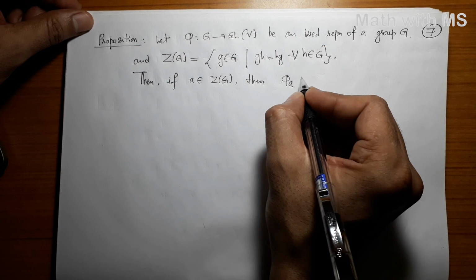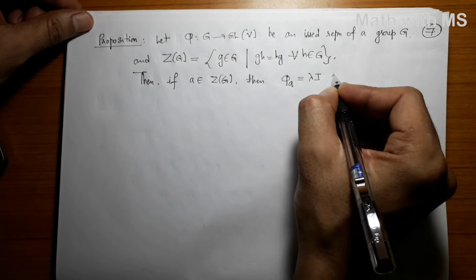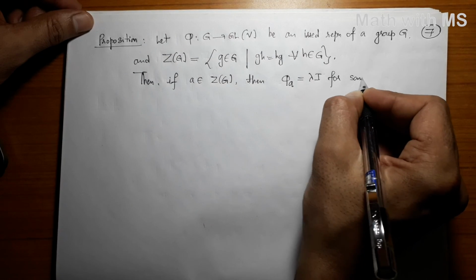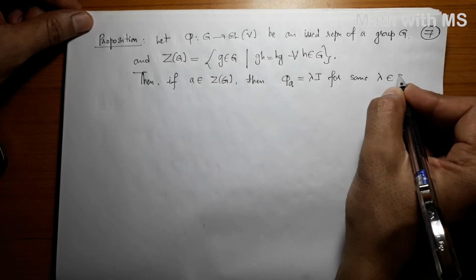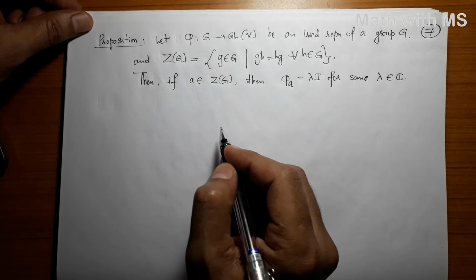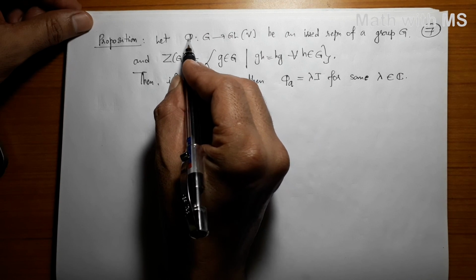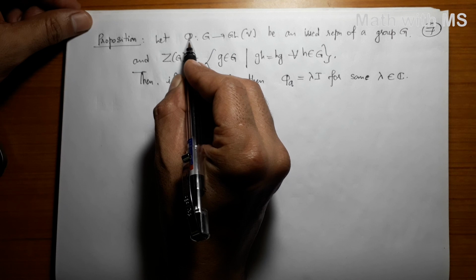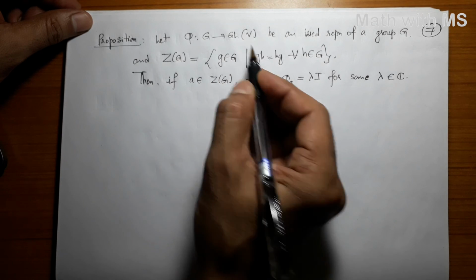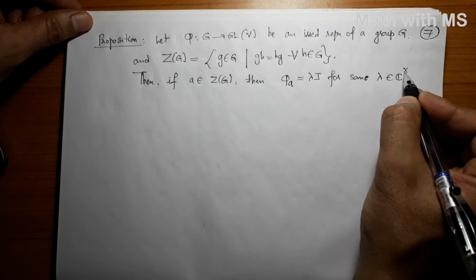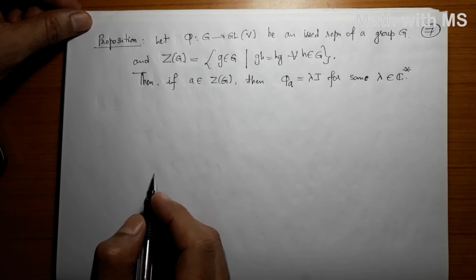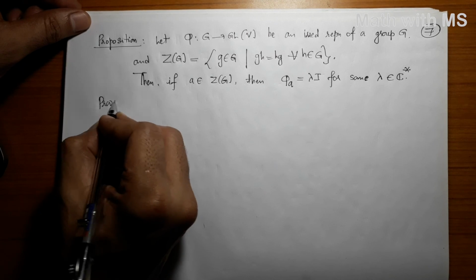It turns out that phi sub A is just lambda times identity for some lambda belonging to C. But note that phi is a representation, so each element of the group G under phi is actually an invertible linear transformation, so actually you should definitely land here in C star. Okay, so what is the proof?